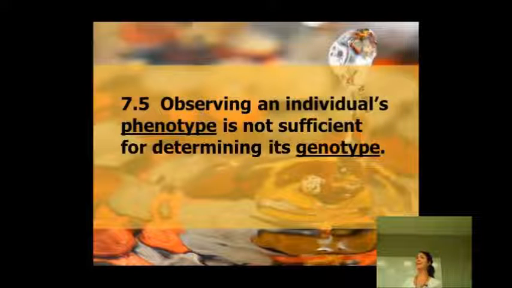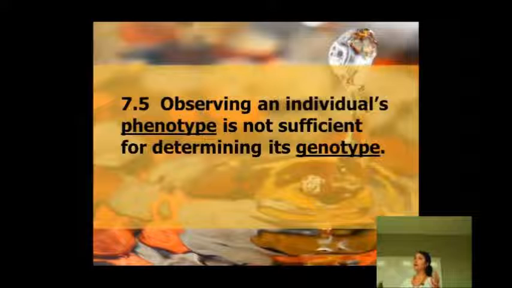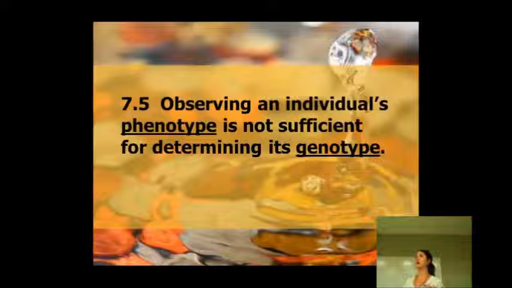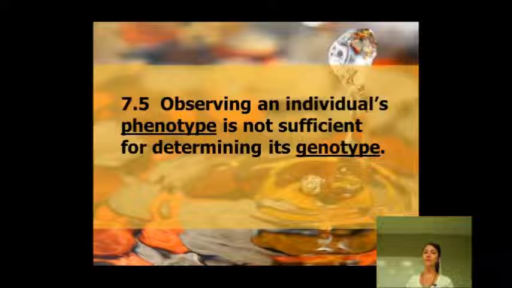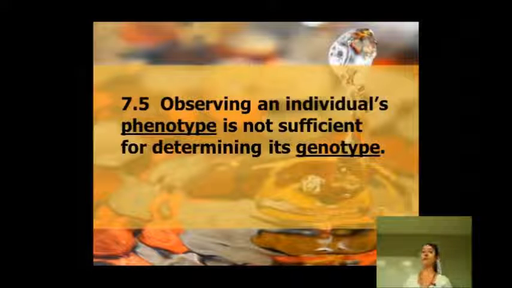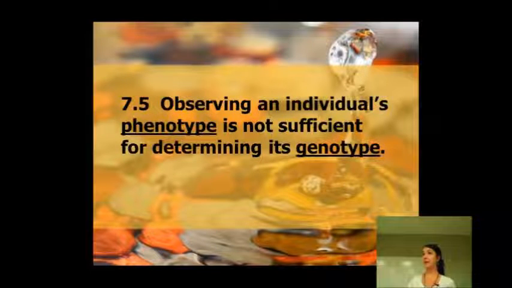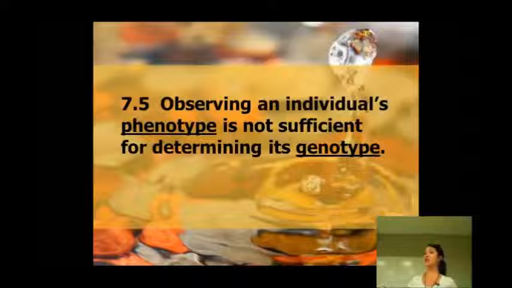Observing an individual's phenotype. So phenotype is what it looks like. It's what its physical appearance is. That's how I always remember phenotype, because phenotype begins with a P and physical appearance begins with a P. So observing what an individual's physical appearance looks like is not sufficient to figure out what the genotype is, or what the genes are in the background.